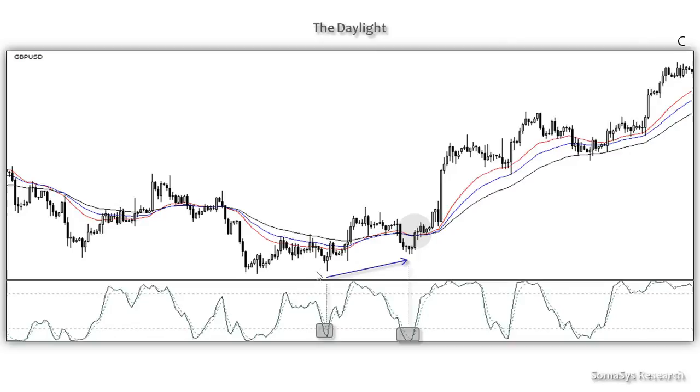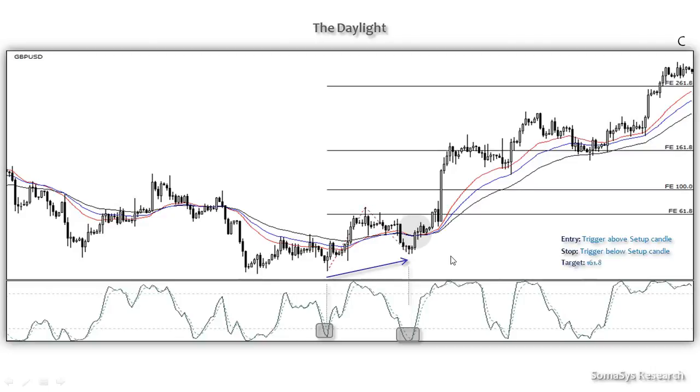So we have a confirmation now to go long. Place a buy order above the high of this setup candle. Stop is going to be placed at the low of this setup candle. And target is based on Fibonacci levels. And price hits the same.